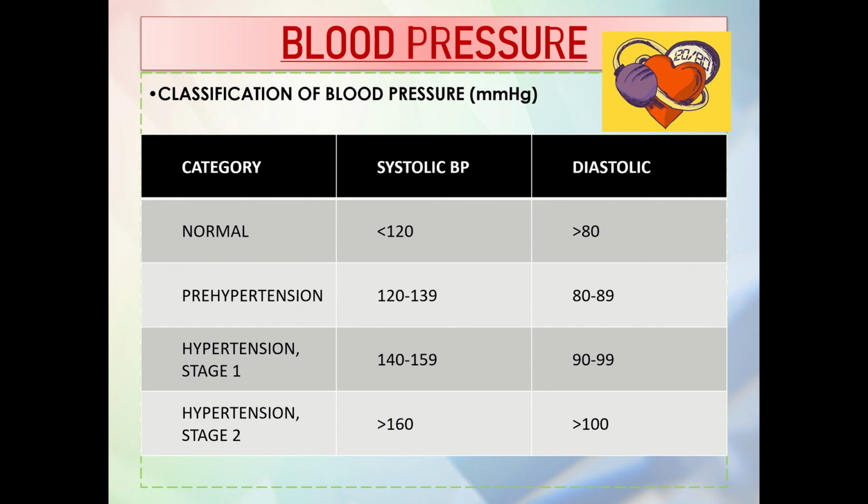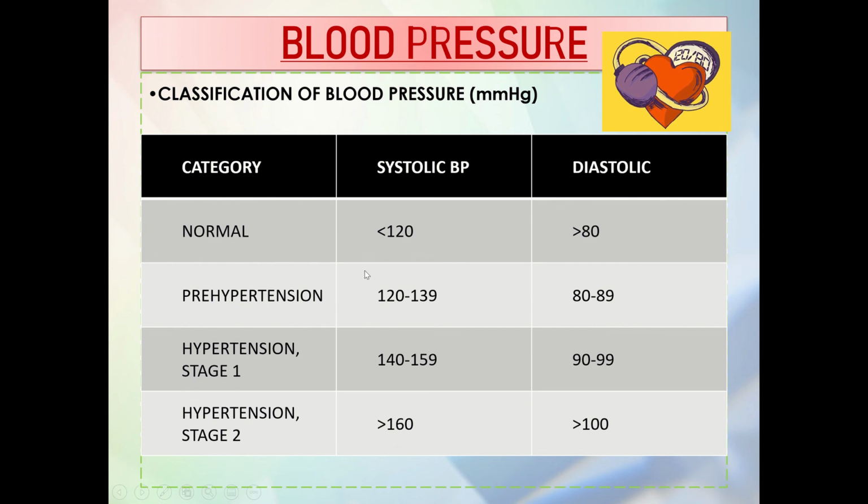Now, this is the classification of blood pressure. So the earlier hypertension and hypotension, that is the general term. These are the terms we use when the blood pressure is abnormal. When the blood pressure we get from our patient is abnormal, it's either hypertension or hypotension.